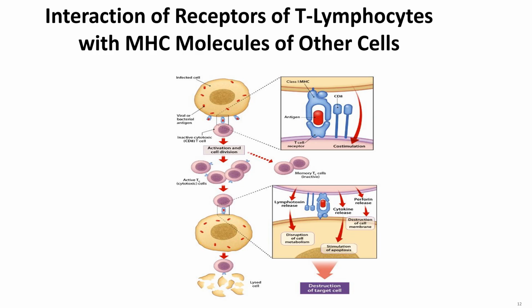Over here is an example of a cartoon image showing you the docking. So the CD4 interacts with the MHC class 2, CD8 interacts with MHC class 1. That is very important to remember. 8 to 1, 4 to 2.